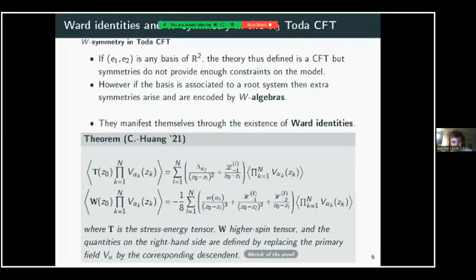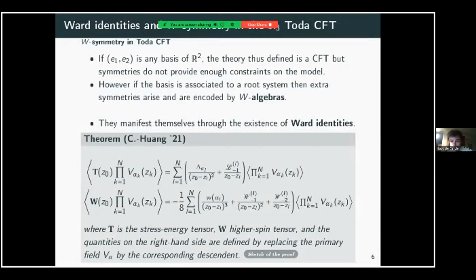So we proved with Yichao that Ward identities were present in actually all Toda models, and they take the following form. The first one is with an insertion of the stress energy tensor. The stress energy tensor simply encodes the conformal symmetry of the model. And this first Ward identity is exactly the same as in Liouville. You see that on the left-hand side, it's just a correlation function in which you have inserted one stress energy tensor. And on the right is some differential operators applied to correlation functions.